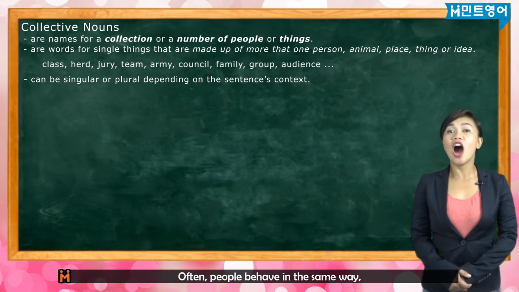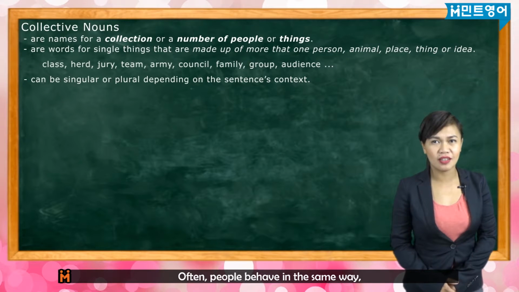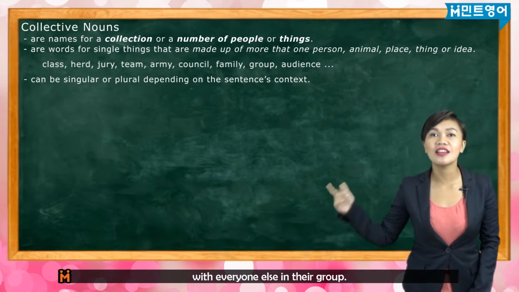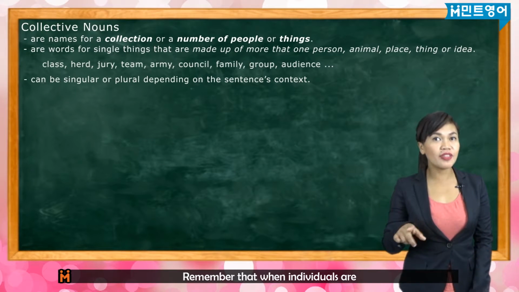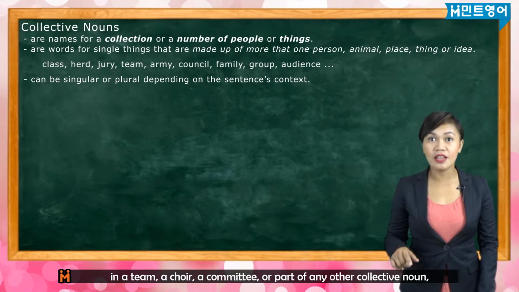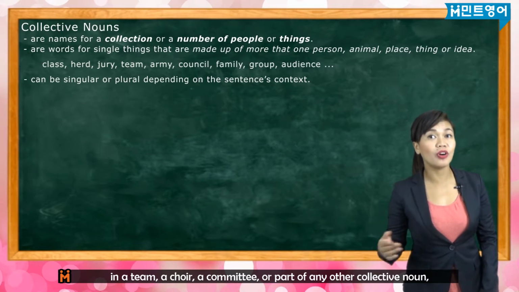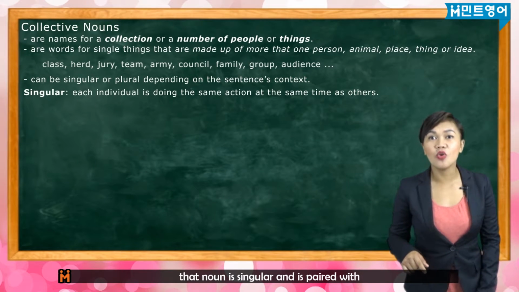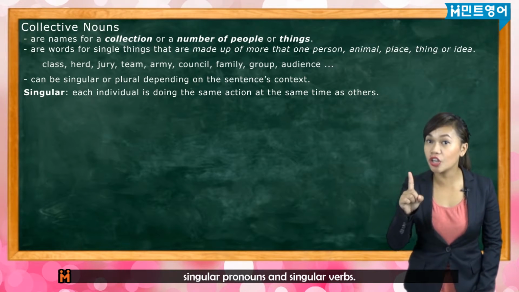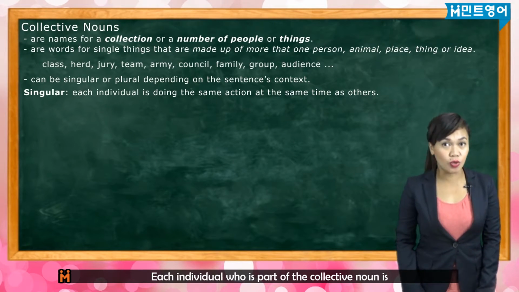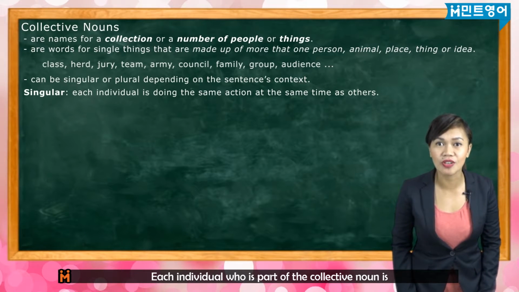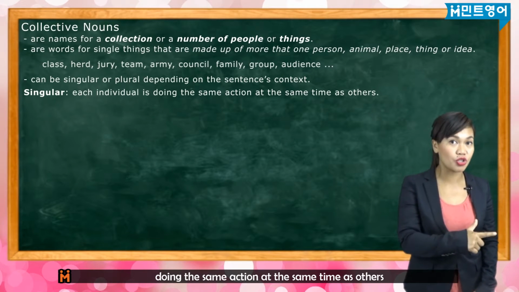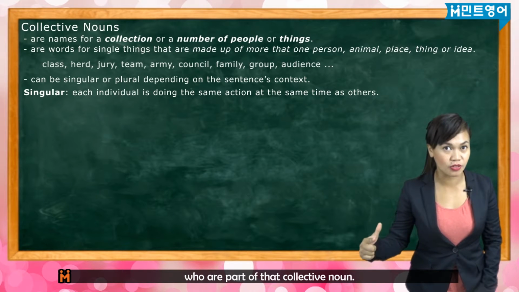Sounds difficult, isn't it? Well, here's a simple trick you can use to decide how to use collective nouns in sentences. Often, people behave in the same way, engaging in a single activity in unison with everyone else in their group. Remember that when individuals are in a team, a choir, a committee, or part of any other collective noun, that noun is singular and is paired with singular pronouns and singular verbs. Each individual who is part of the collective noun is doing the same action at the same time as others who are part of that collective noun.